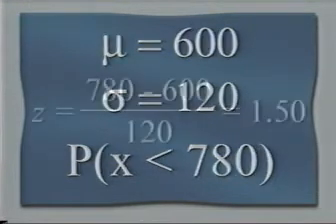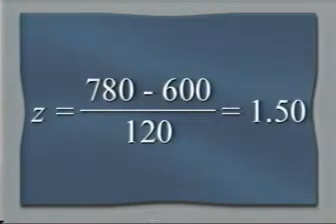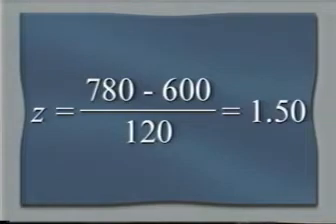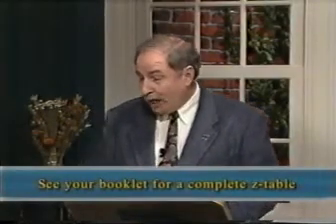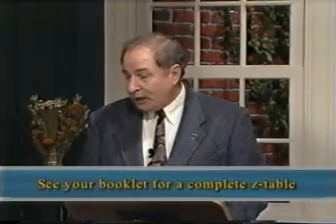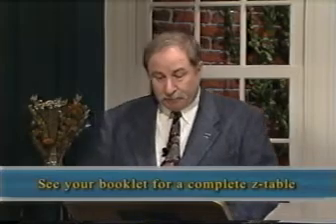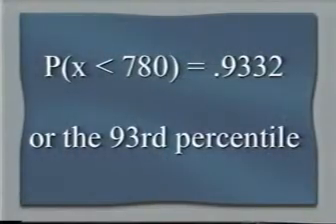And we do that with 780 minus 600 over 120, which gives us a Z of 1.50. 1.5, 1 and 50 hundredths. And we enter the Z-table to find the probability to the left of that Z-value, to the left of 1.50. And that probability, according to our table, is 0.9332. The person who got the 780 on this test is in the 93rd percentile.